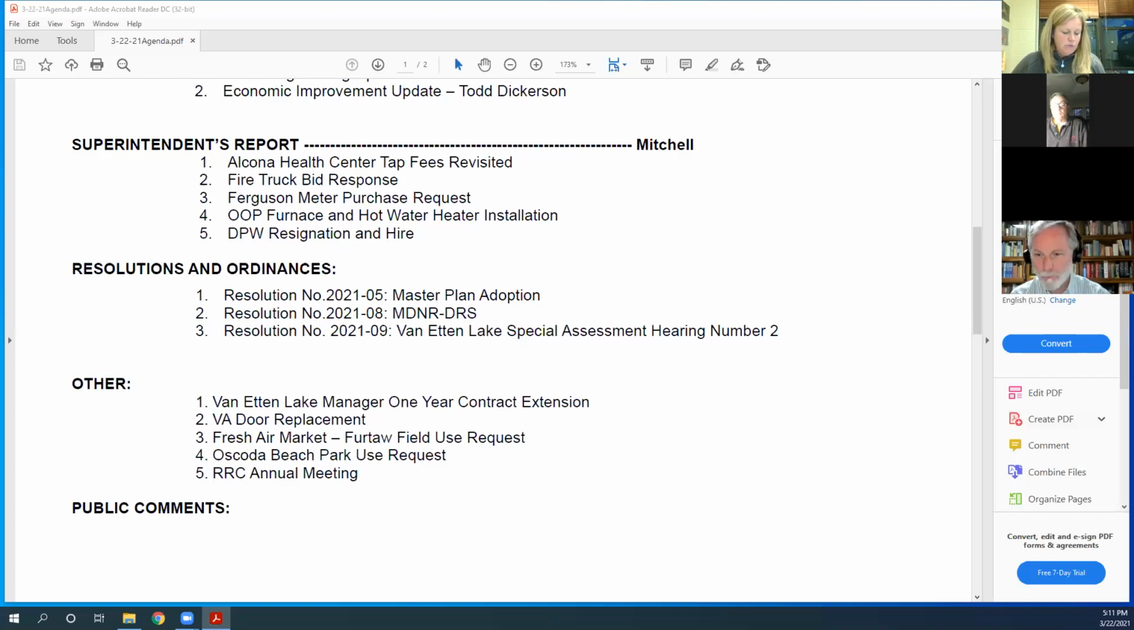Next on is resolution 2021-08 for the recreation passport application. Mitch? Trying to get to it, sorry. A lot of master plan here. Yeah, it's a long one. Yeah, just a moment, sorry. Trying to get to it. Okay.